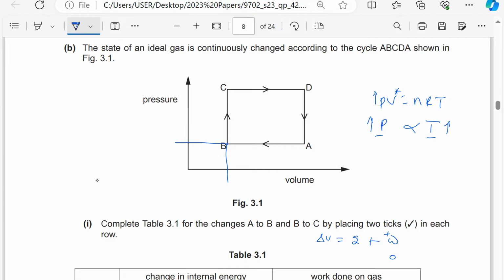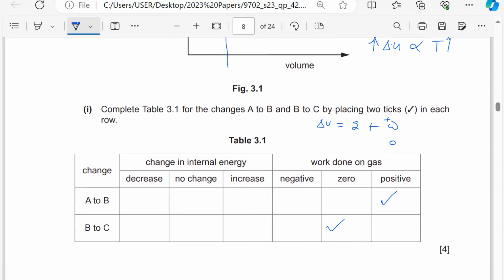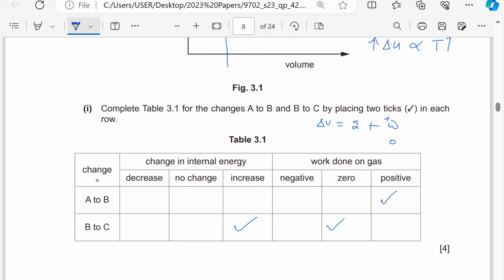But temperature is directly proportional to the change in internal energy, because temperature is the average kinetic energy of the molecules, yet the internal energy is the sum of the kinetic energy of the molecules. So the change in internal energy is directly proportional to temperature. If temperature increases, the change in internal energy increases, that is B to C. So B to C, internal energy increases.